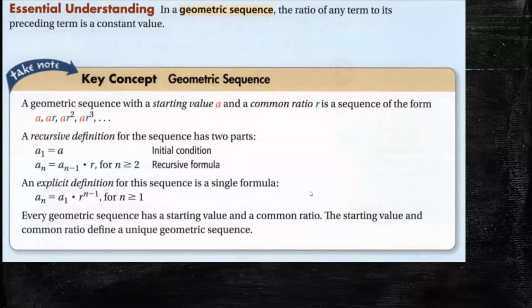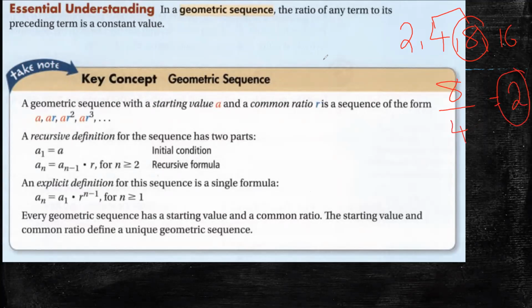Like if you have 2, 4, 8, and 16, you just divide 8 by 4, you will get 2. This number 2, we call it the common ratio. So a geometric sequence with a starting value A and a common ratio R is a sequence of the form A, AR, AR squared, AR cubed.